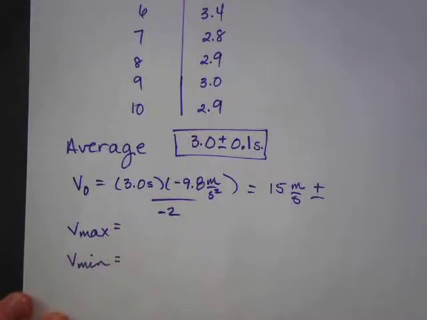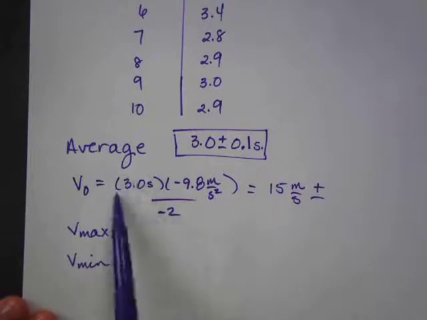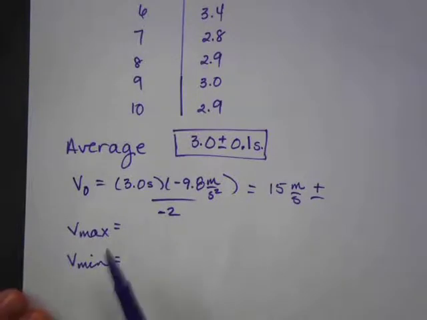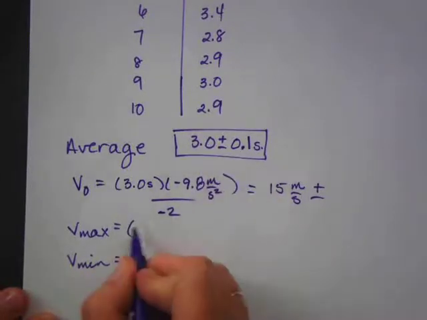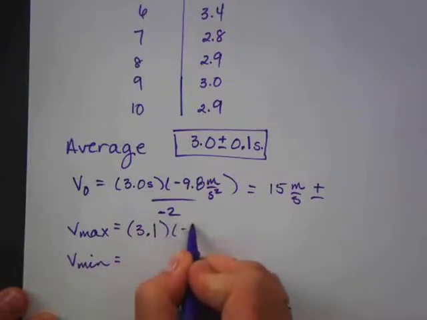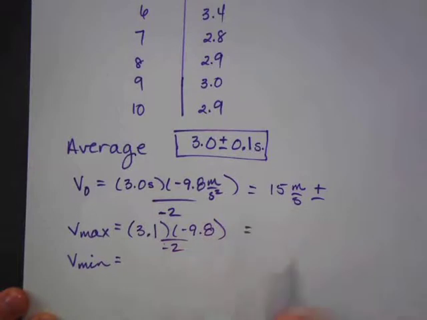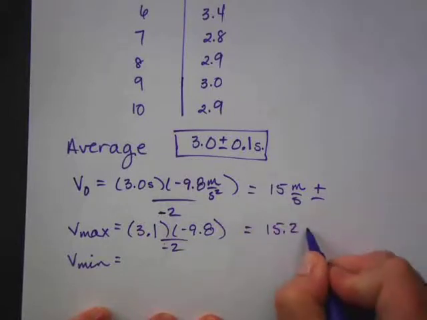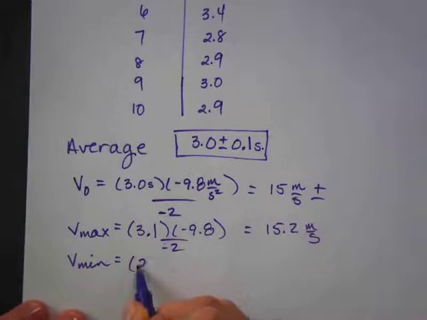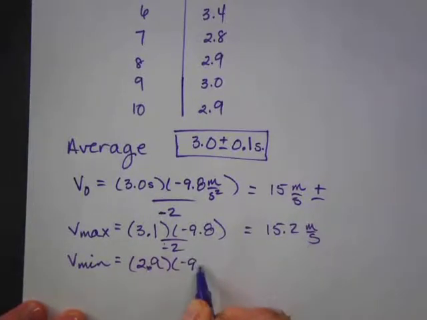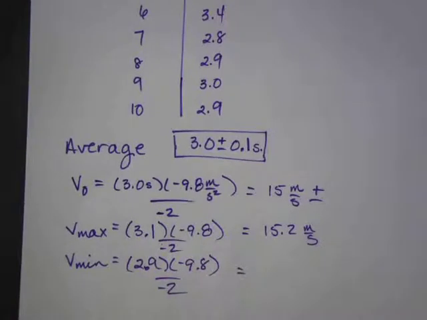Now, I usually do it twice. Most of the time, if I just put the 0.1 right here, it would be fine. However, sometimes you have rounding issues, like round up, round down. So it's better to actually run it through twice. Let me show you. The maximum time using this confidence limit would be 3.1. So I'm going to just redo the calculation, and I get 15.2. And then I'm going to do a minimum, 2.9 seconds, and I get 14.2.